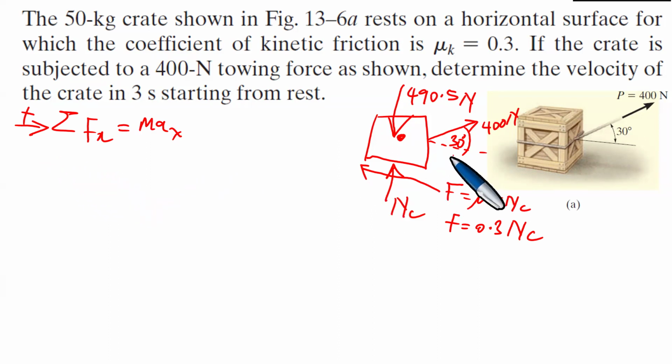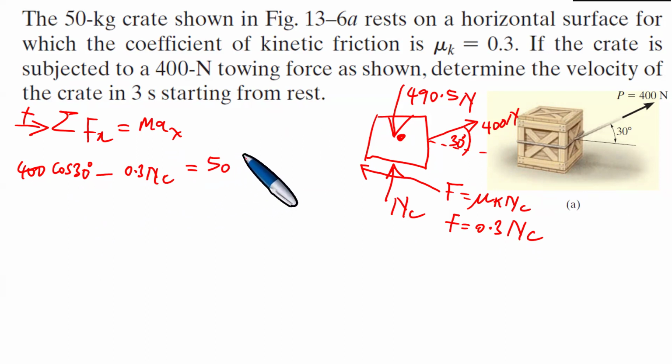If this acts like that, what is the horizontal force? 400 cosine 30, which is the horizontal component of the 400 Newton force. But the friction opposes the motion: if the crate is pulled to the right, the friction is in the opposite direction, making it negative 0.3 N c. This must be equal to ma, and the mass is 50. The acceleration we are just going to call a.